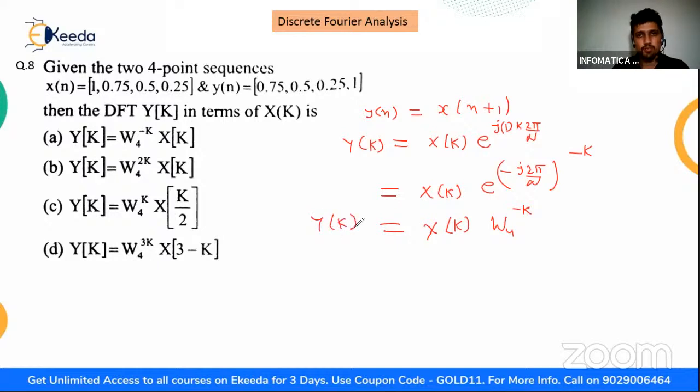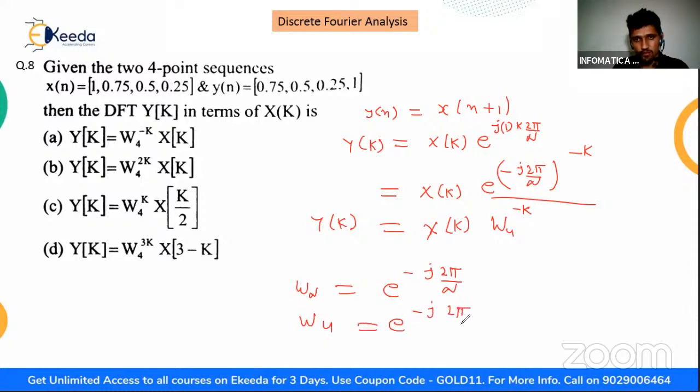What is the important thing? You just need to remember what the base W_N is, which is denoted as e raised to the power minus j 2 pi by N. Since it is a 4-point DFT, we will use e raised to the power minus j 2 pi by 4 in our case, so N will be 4. So what will be our answer? This will be our answer A, similar to the last question. Now let's move to the next.